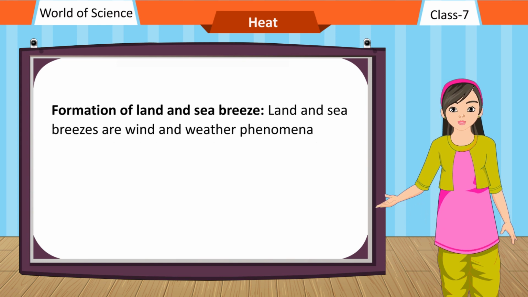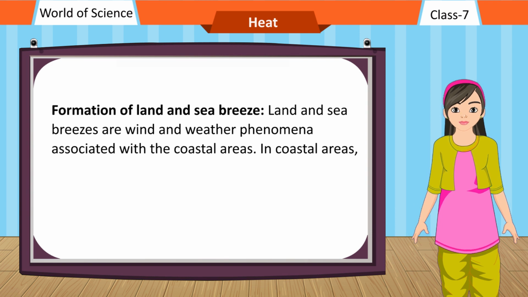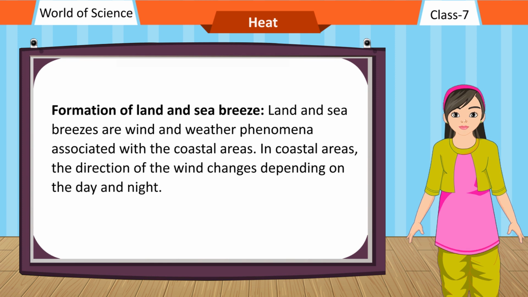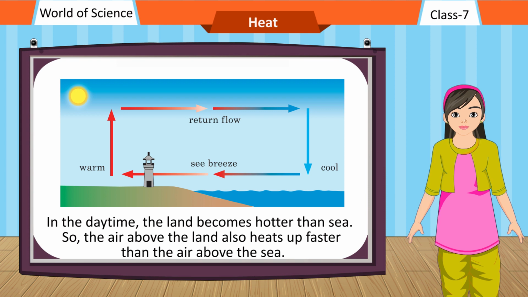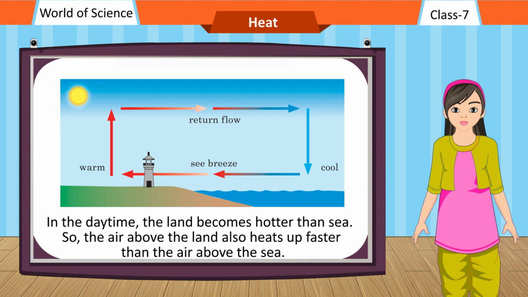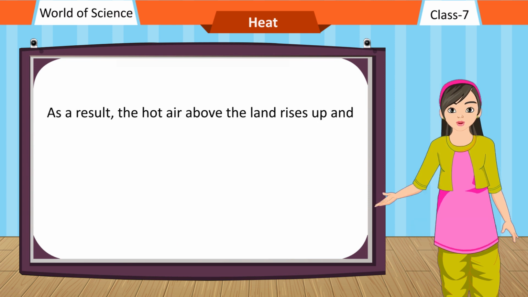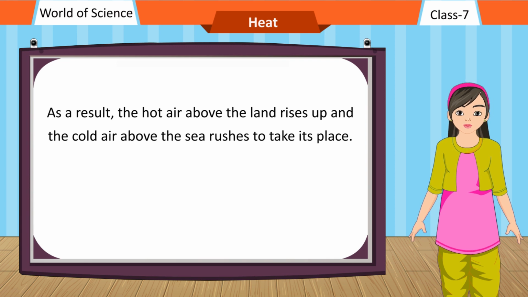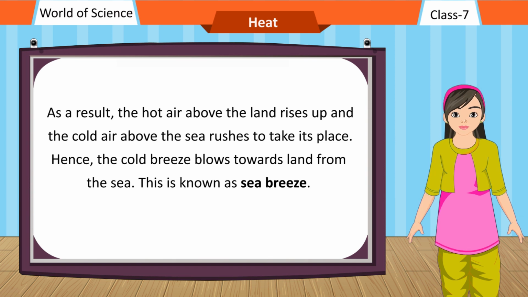Formation of land and sea breeze. Land and sea breezes are wind and weather phenomena associated with the coastal areas. In coastal areas, the direction of the wind changes depending on the day and night. In the daytime, the land becomes hotter than the sea. So, the air above the land also heats up faster than the air above the sea. As a result, the hot air above the land rises up and the cold air above the sea rushes to take its place. Hence, the cold breeze blows towards land from the sea. This is known as sea breeze.